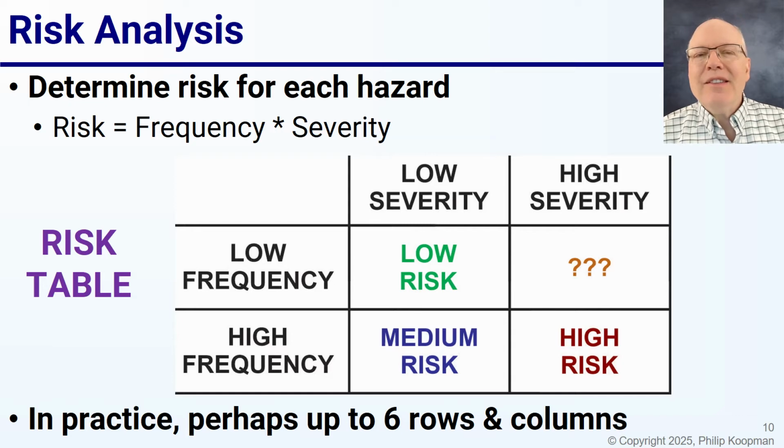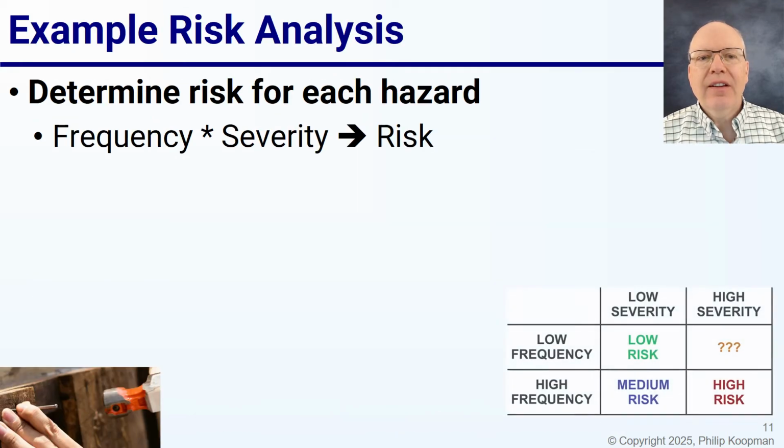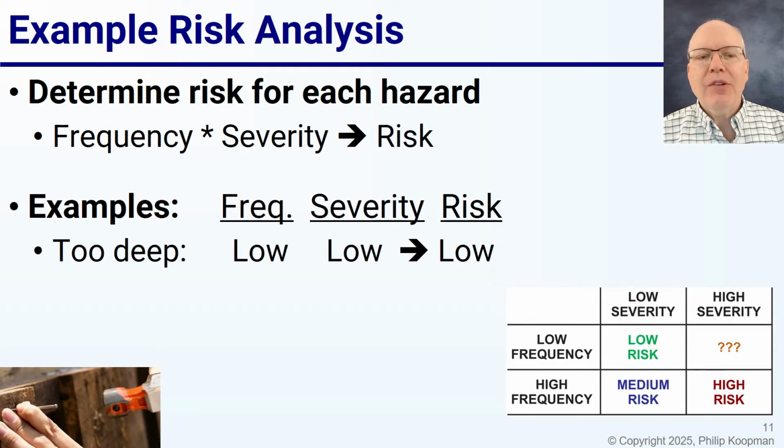In practice, these tables may have up to like 6 rows and columns, and we'll revisit that, but this is enough to get the ideas across. Okay, let's do an example risk analysis. So we need to determine the risk for each hazard, and so we take the frequency and we take the severity, and from that we determine a risk by using a risk table.